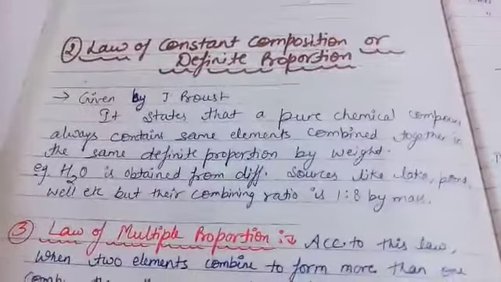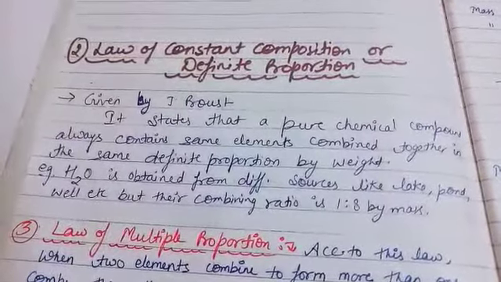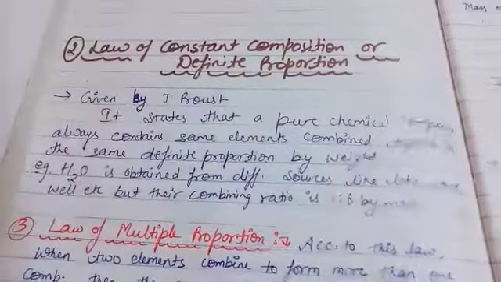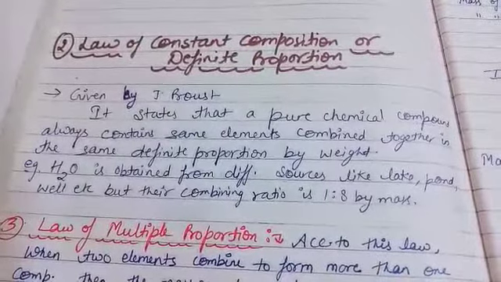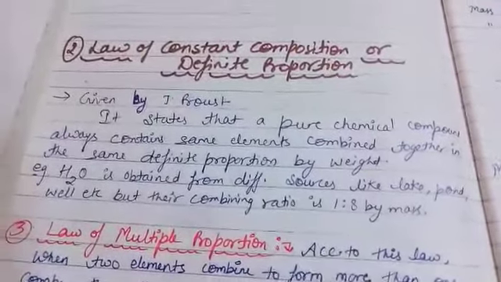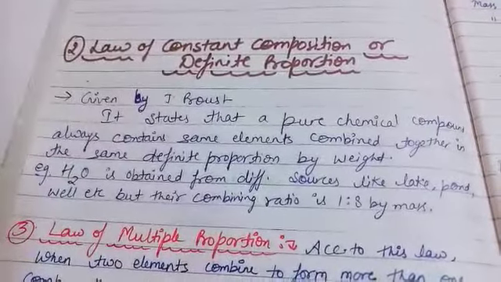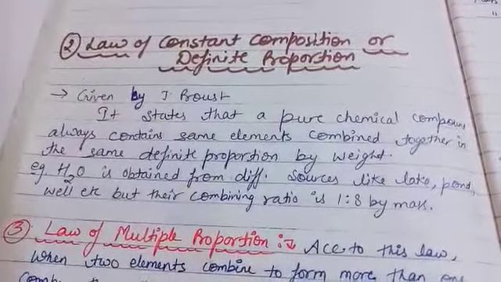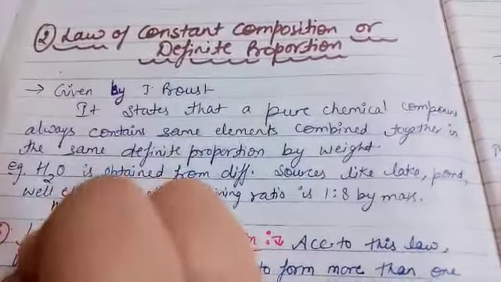Now, simple water. Water is obtained from so many sources. We have river water, lake, pond, well. But in that case, the formula of water is H2O. So hydrogen and oxygen always combine in which ratio? It's 1:8. And how does 1:8 come? It's H2O.